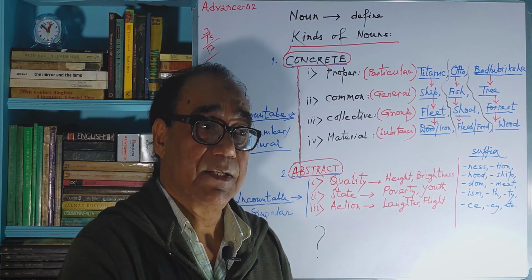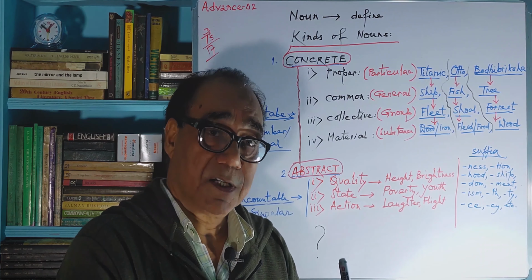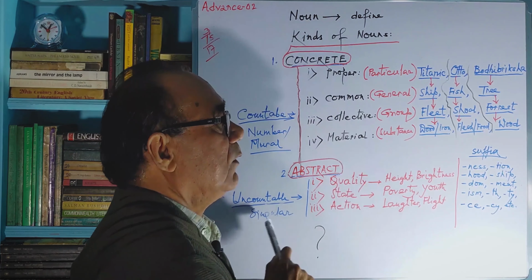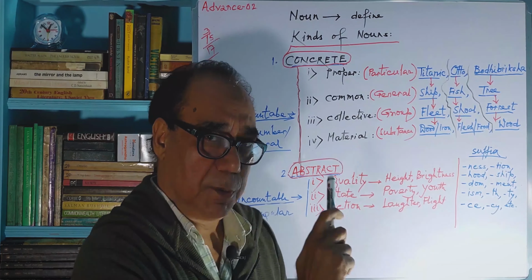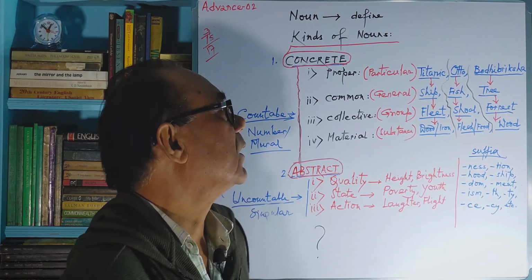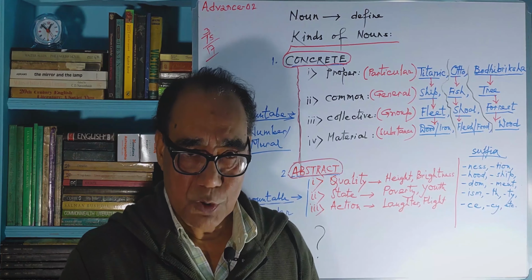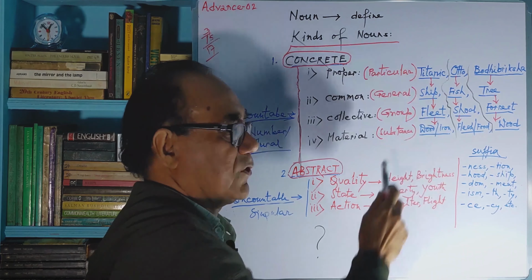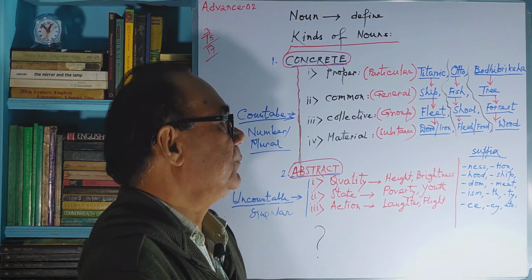We understand that this is Titanic. This is a particular ship. And so when we come to common noun, it gives a general idea. So ship is a common noun, and Titanic is a proper noun. Then collective noun: so many ships coming together as a group, then it is a collective noun. Fleet. Fleet means a group of ships together.